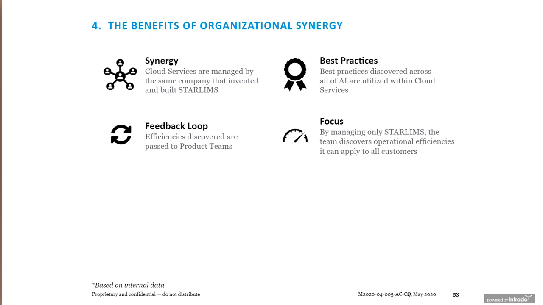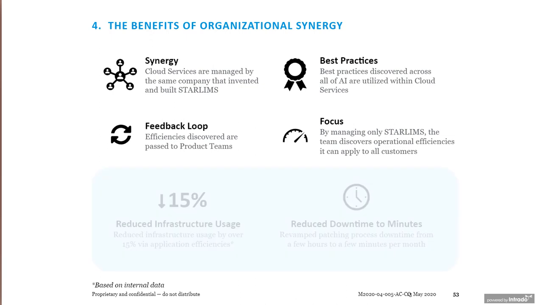So any efficiencies that the cloud operations team is able to identify are being passed back to the product teams, so that could eventually be put into the product and made available to all of our customers. And then the other key benefit is that by focusing on just managing STARLIMS, the team is able to discover operational efficiencies that can apply to all customers.